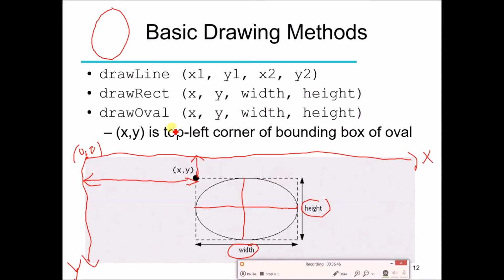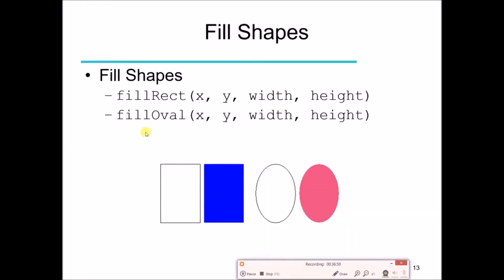So this is the method drawOval. So these are the basic methods to draw the three basic primitives: line, rectangle and oval. We are going to see example code of how to use these methods.